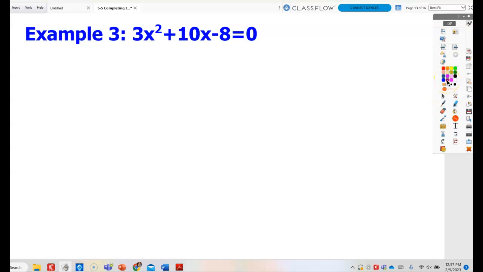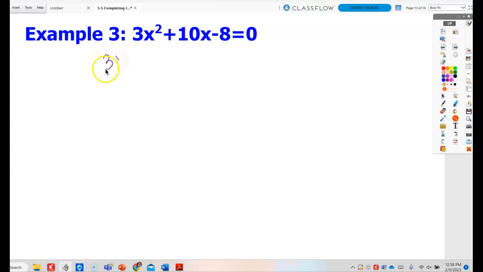x squared plus 10x minus 8 equals 0. So we have 2 tasks we have to do to start our problem. Not only do I have to divide by 3, but I also have to move my 8. The order with which I do it doesn't matter. So in example 1, I divided everything first.